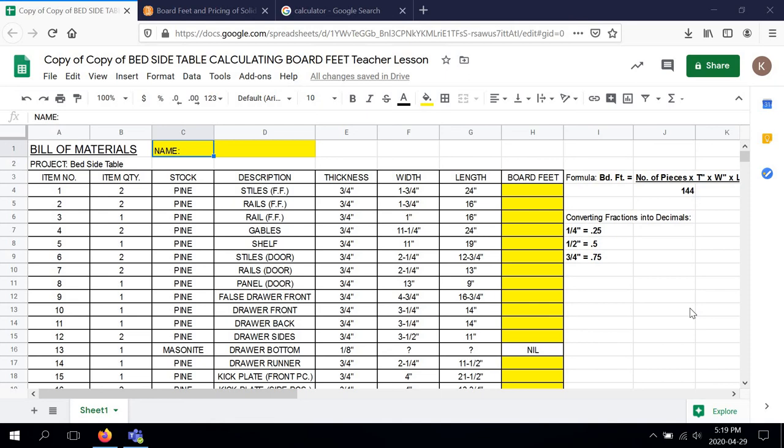This is going to be a video reviewing board foot calculations for the bedside table, which is an assignment that I handed out around the beginning of the distance learning when we started on April 6th. Now, after downloading what was submitted, most students submitted the project, which is great, but after I checked over a lot of the assignments, most of it was done incorrectly.